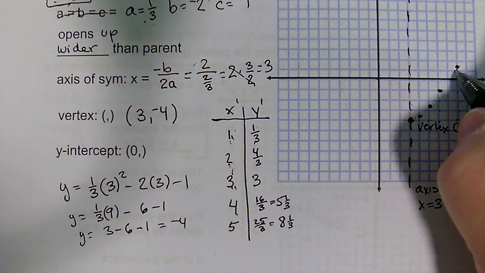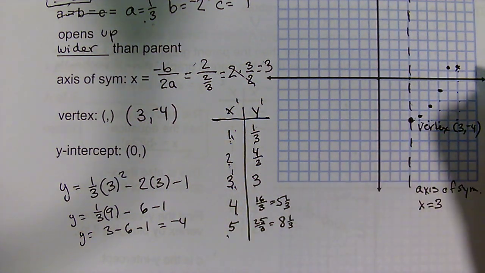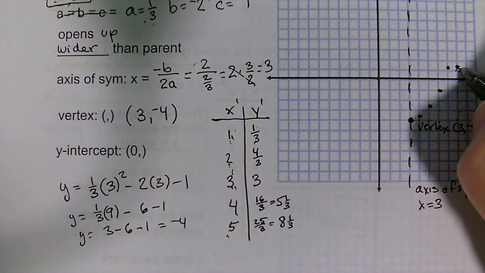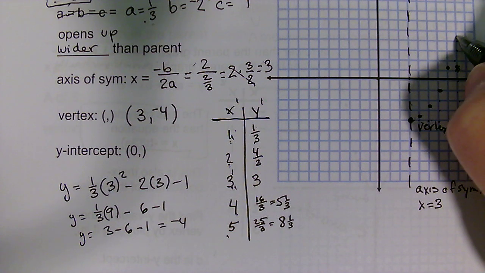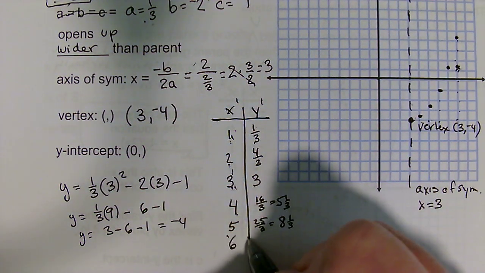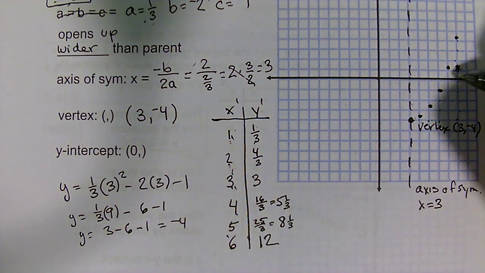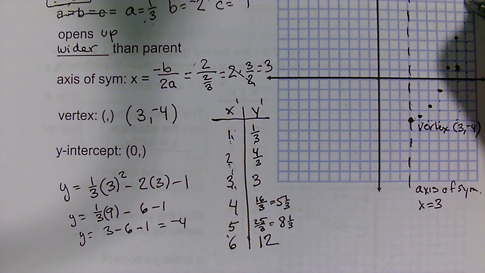Oops, I went too far there. I went 5 instead of 4. From the vertex, go to the right 5 and up 8 1/3. So there was 5, 6, 7, 8 1/3. And I could probably even go one further. 6 squared is 36 times 1/3 is 12. So if I go to the right 6, this was 4, 5, 6, 7, 8, 9, 10, 11, 12.